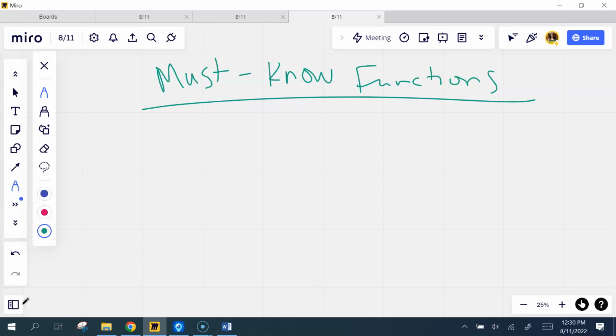Carter, where are your notes? Where is your paper for notes?